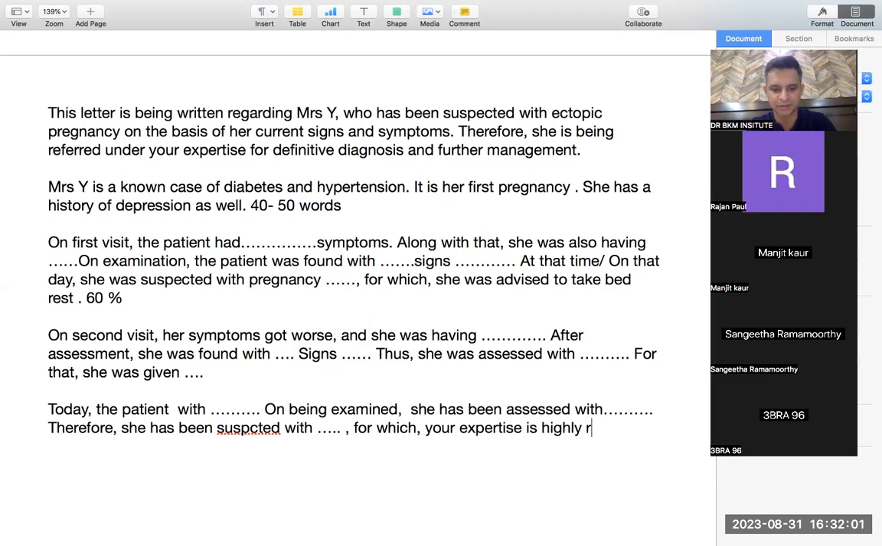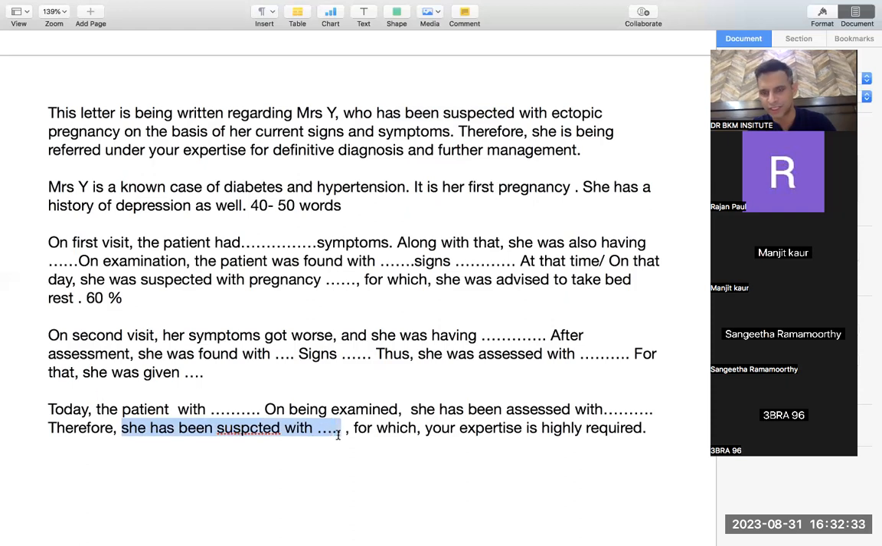This is the pattern. I know I have written it quite fast, but now we will discuss it again. First paragraph purpose, last paragraph purpose. In the first paragraph, there is no mentioning of signs and symptoms, only this line, on the basis of. In the last paragraph, we will elaborate all the symptoms, we will elaborate all the signs, and we will change this word. Like over here, we have said has been suspected with. Over here also, we have written the same, she has been suspected with.